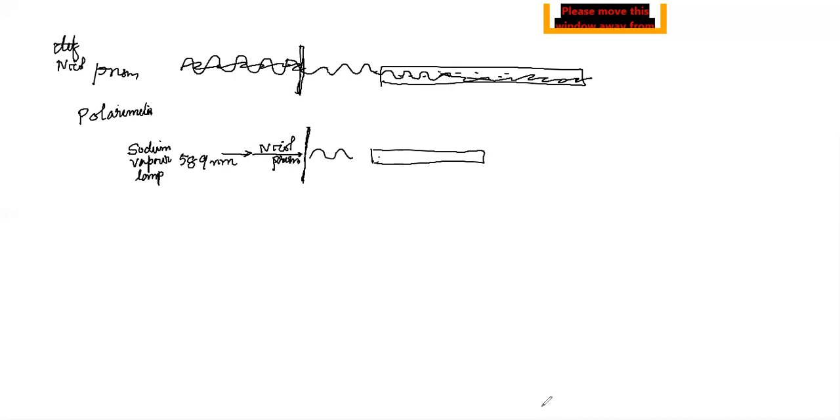Okay. Now what do you do? You fill the tube with water and observe from here, and see whether you can see the light wave coming from here by keeping a slit, the analyzer slit. This is an analyzer.